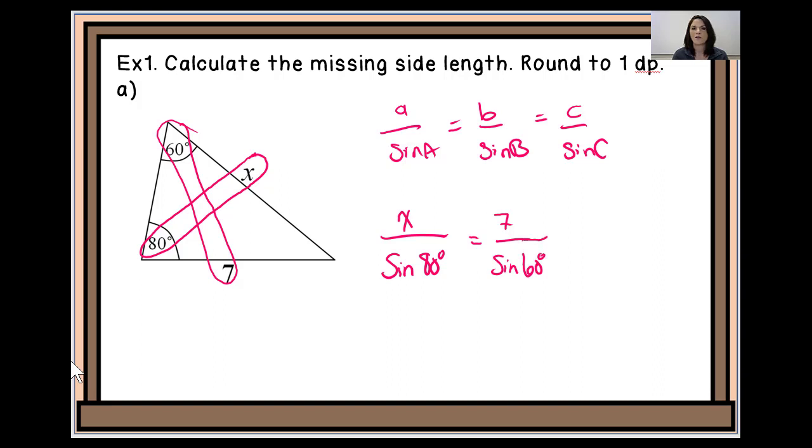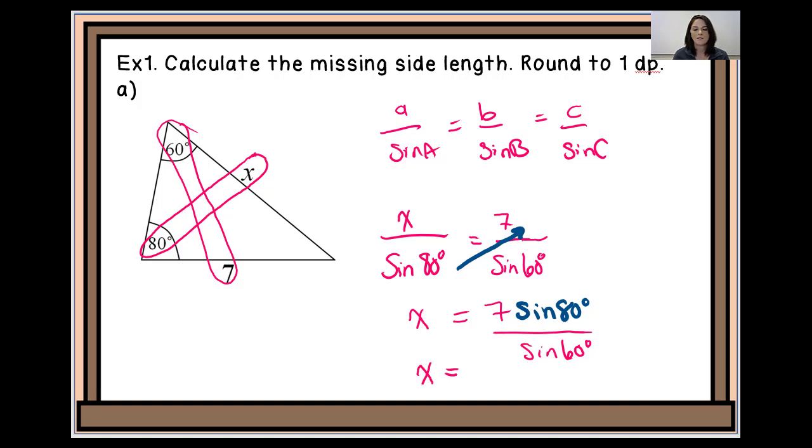And now we're going to solve for X. So I need to undo the division of sine 80 that's underneath the X. In order to undo division, I'm going to multiply both sides by sine 80. In other words, I'm moving that sine 80 up next to the 7, and I'm actually going to put it in behind the 7. So X is equal to 7 times sine 80 degrees divided by sine 60 degrees.